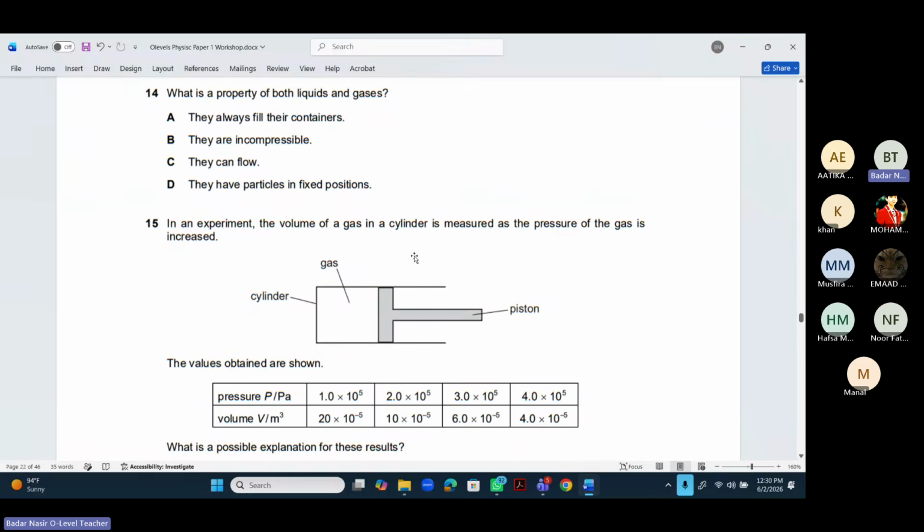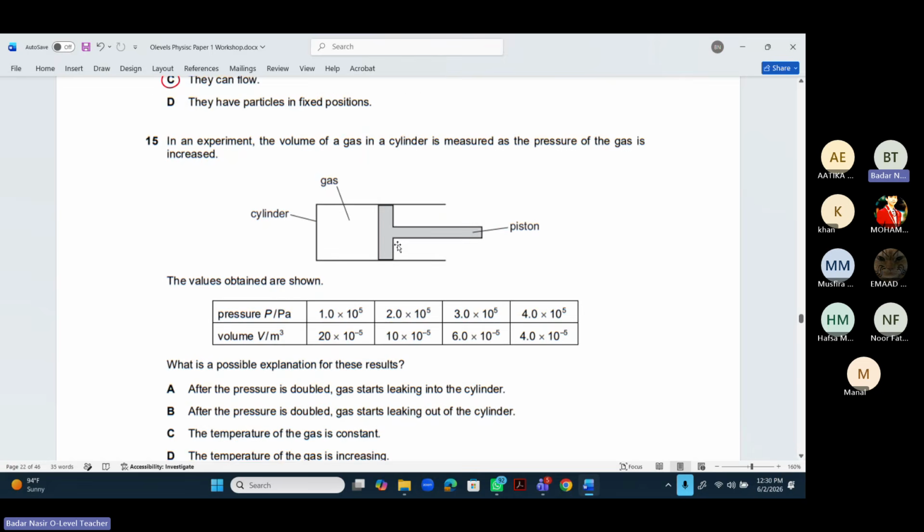Okay, question number 40. What is the property of both liquids and gases? They always fill their containers. They are incompressible. They can flow. So the correct answer is C. So gases are compressible. Liquids, they fill their containers. Or next way, question number 15.